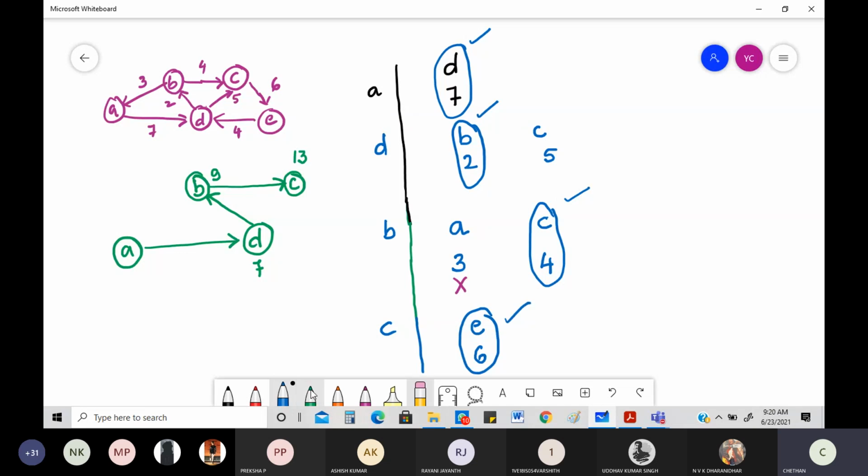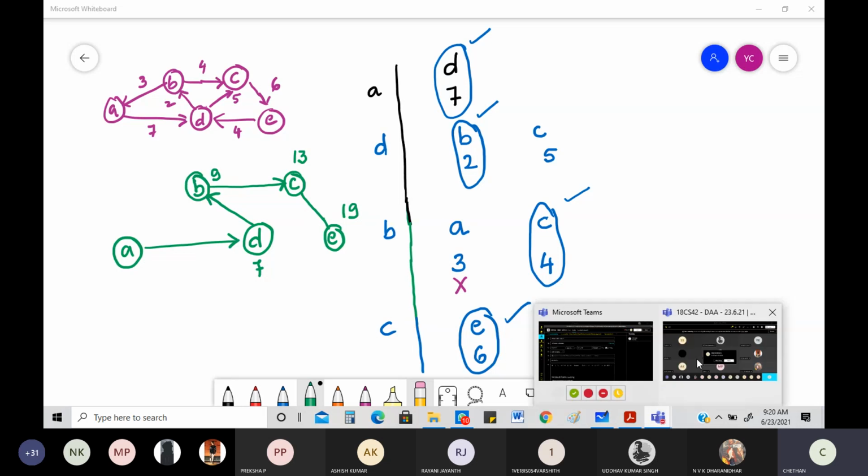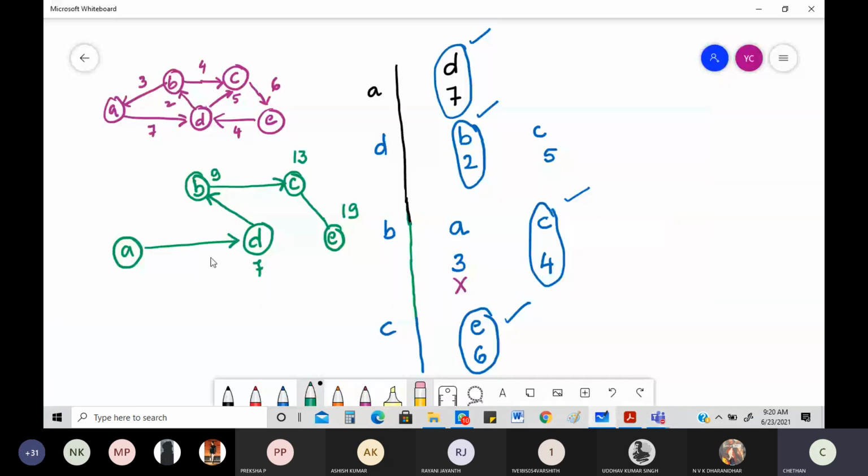And what is the cost that you are supposed to get? You are going to get E like this. So 13 plus 6 will become 19. Okay, it will become 19 here. Now you just check A, D, B, C, E. Did I reach all the nodes? Yes.